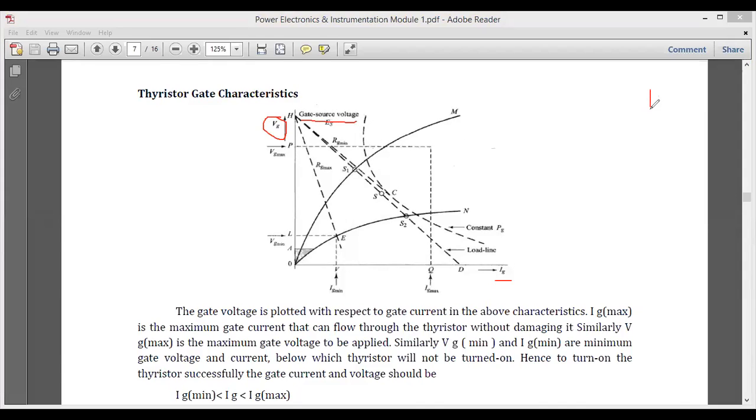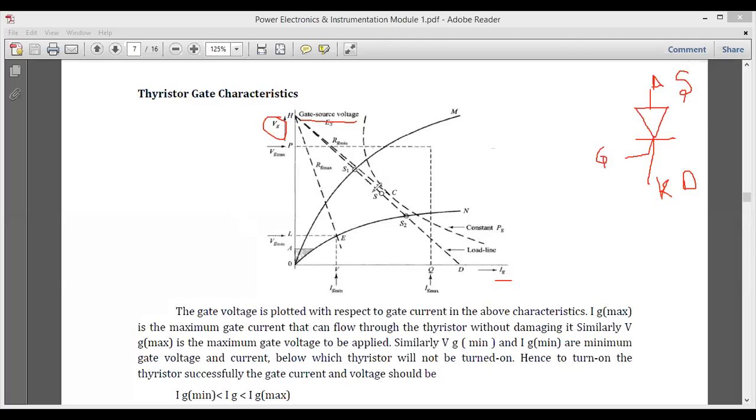Let me show you the symbol of SCR, which is represented by this symbol. It is just like your diode, only with an extra terminal, the gate. This is my anode, this is the gate terminal, and this is the cathode. Sometimes we call the anode the source, and the cathode the destination. So this is the source, the gate, and the drain, sometimes represented by D.